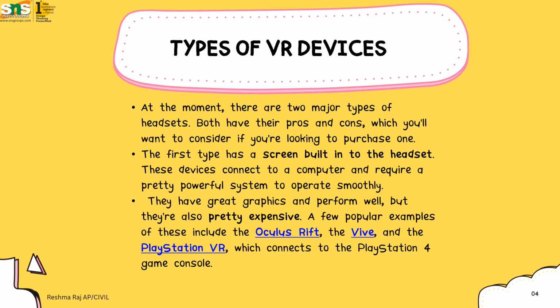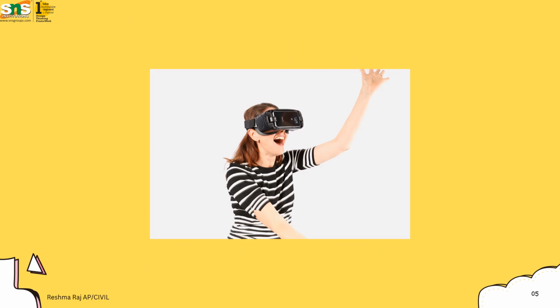A few popular examples of these include the Oculus Rift, the Vive, and the PlayStation VR, which connects to the PlayStation 4 game console. Some of these devices come with handheld controls that track the hand movements as well, providing for a more interactive experience.